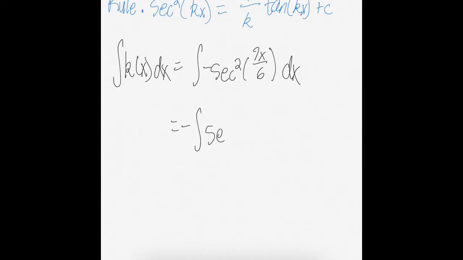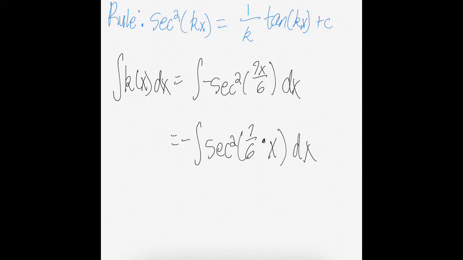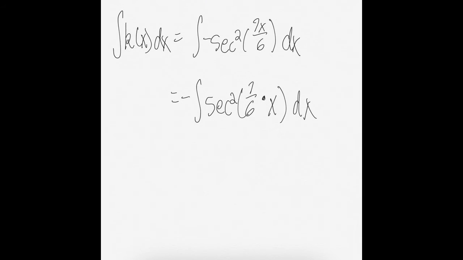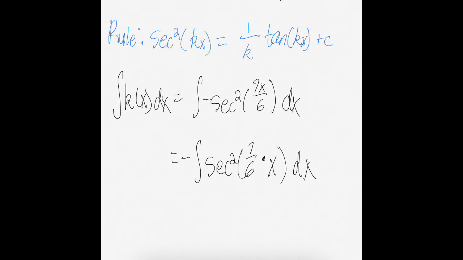So this is the rule which we're going to apply here. Let me go ahead and set up. I want to integrate, or antidifferentiate, k of x dx. Well, that's just the integral of negative secant squared 7x over 6 dx. There's a kind of -1 out here with this negative sign, right? So I'm going to pull that out. And I'm going to rewrite the inside here as 7/6 times x. It makes no difference, but now it helps me see a little more clearly. So I have something of the form secant squared of something times x.